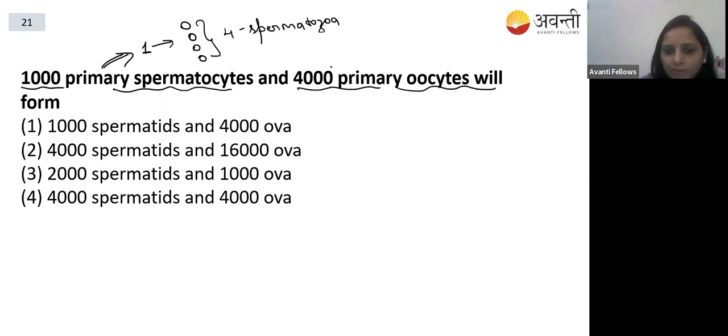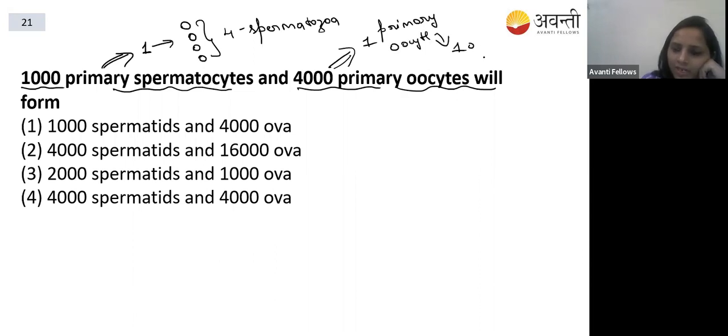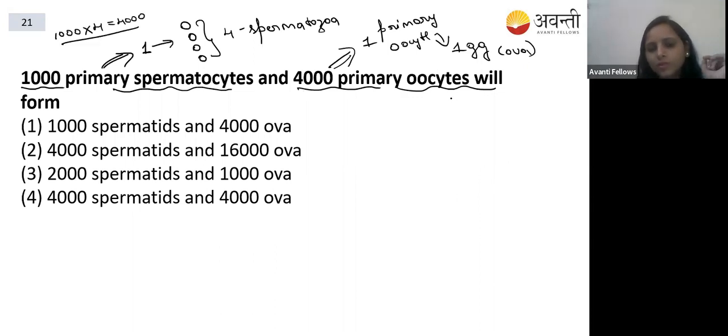So coming to the primary oocyte, if one primary oocyte is there, then it will produce only one egg, or we will call it an ovum. So then here they are telling 1000 into 4. 1000 into 4 will lead to 4000, right? Yes, 4000.